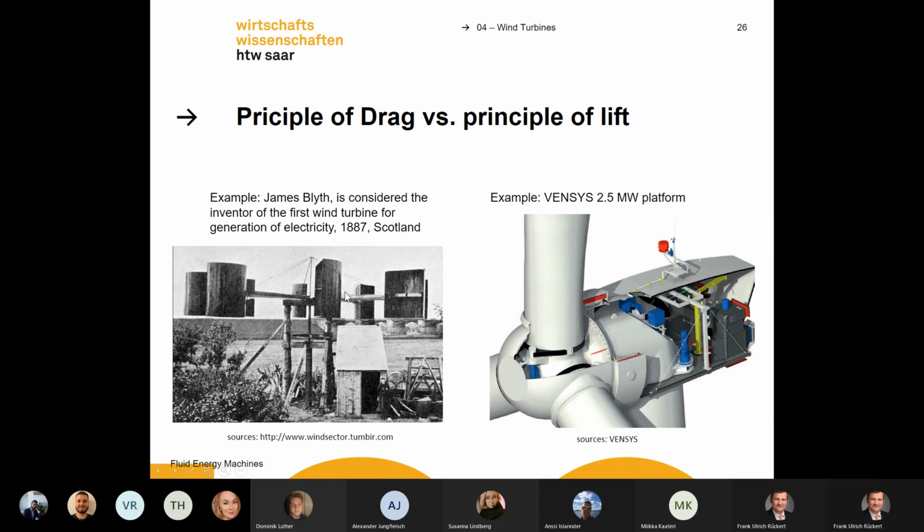It's important. Here are some examples again. The first windmill that was used for electric purposes was built in Scotland. There you have high wind velocities, and it was a drag principle. He used these big spoons to produce rotation. And here's a modern Vensys wind turbine with about 2.5 megawatts. It's a standard, not really big. It's a standard windmill, and they use the buoyancy principle as a lift principle.